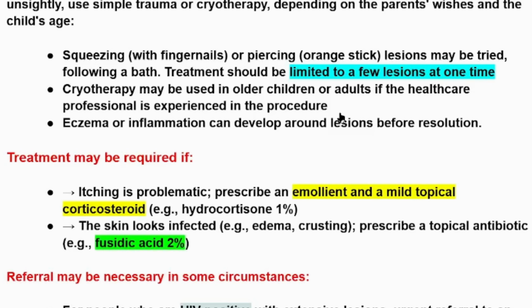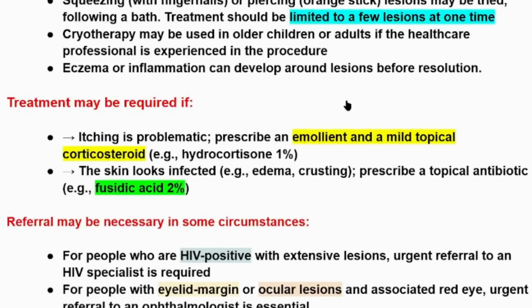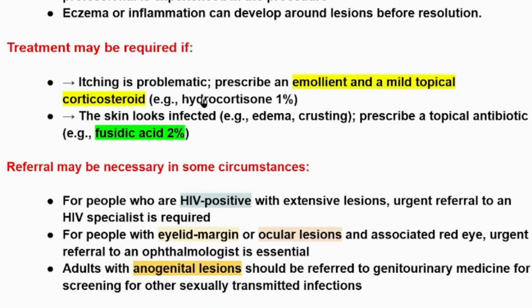Eczema or inflammation can develop around lesions before resolution, and this is important. Treatment may be required if itching is problematic. We can prescribe an emollient and a mild topical corticosteroid. A mild topical corticosteroid is important, especially for children. We cannot use strong or moderate topical corticosteroids at the start. We must start treatment with mild corticosteroids, but if there is no response, we can use a moderate corticosteroid.